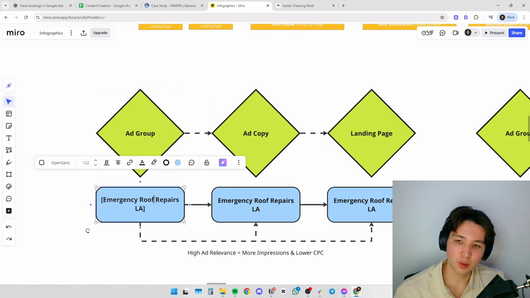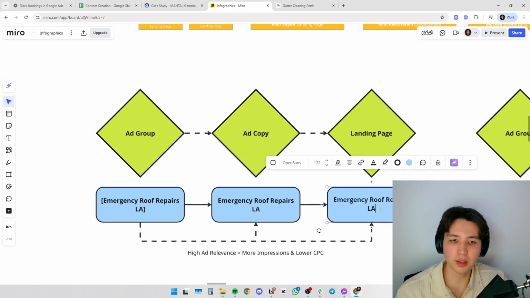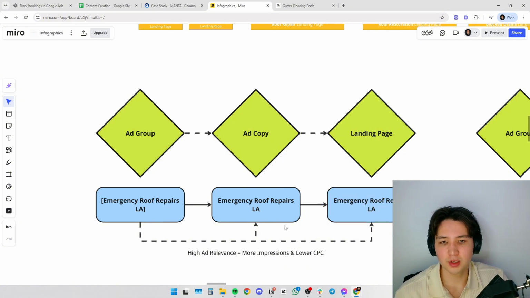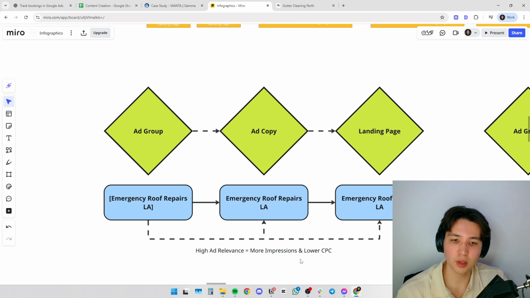So we want to do that throughout our ad group, ad copy, and landing page. So in our ad group, we want to select our target keywords. And then in the ad copy, you want to have those same keywords. And in the landing page, you also want to have the same keywords and cover that topic with a bunch of content around emergency roof repairs, right? So the point I'm making here is that with high ad relevance, you're going to get a higher quality ad score and you're going to get more impressions and lower cost per click.